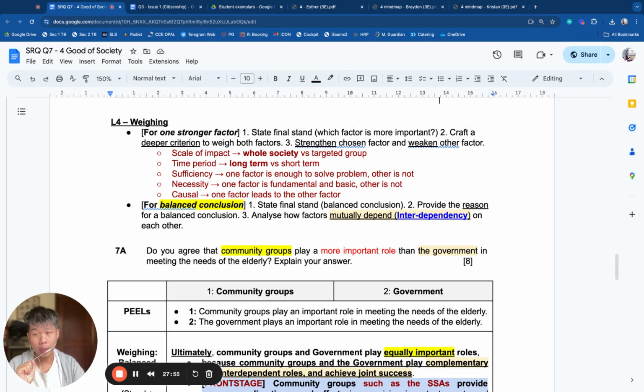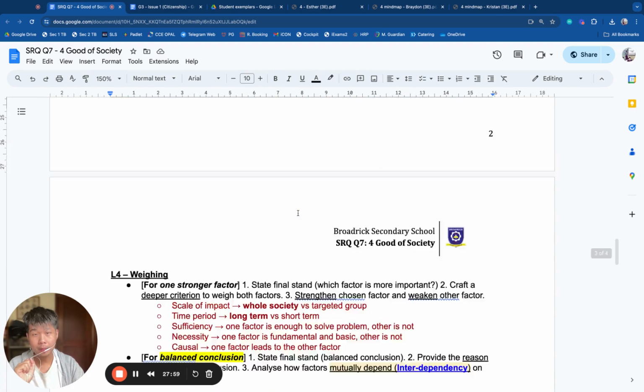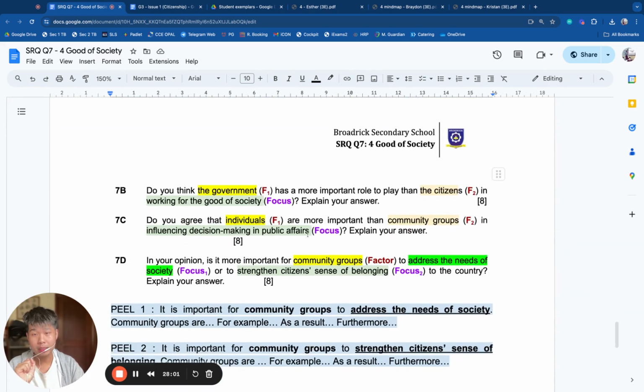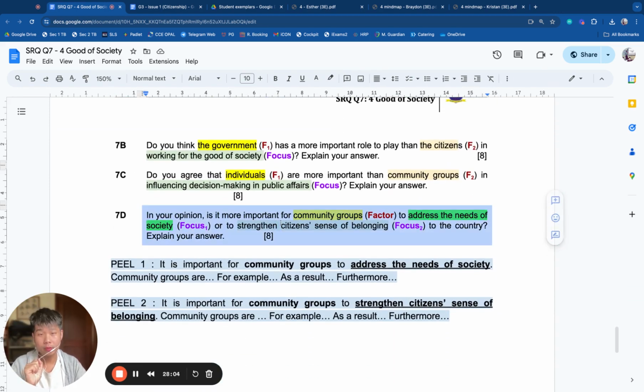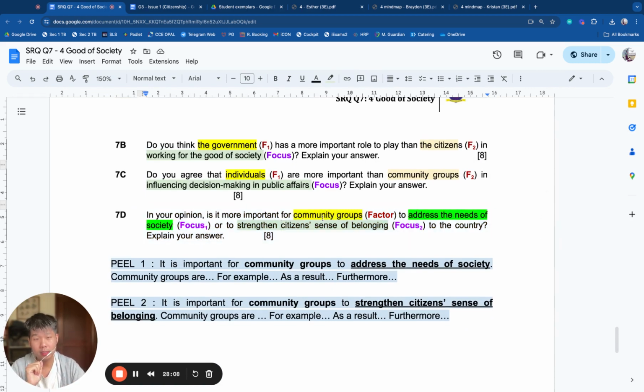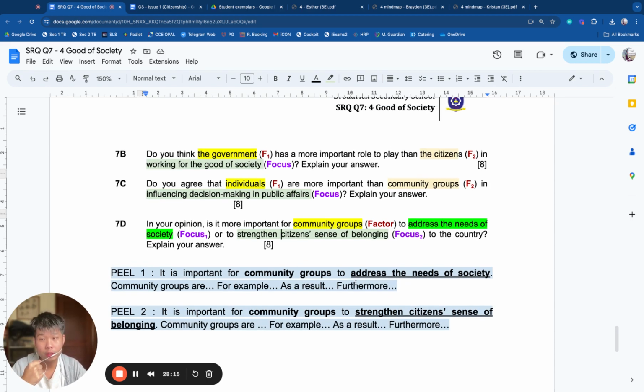If you don't want to try weighing, it's fine, minimally do 3 paragraphs for 7a, and then do double PEEL for 7b, 7c, 7d. And remember that for 7d, it's a special case where there's 1 factor and 2 focuses, and the PEELs will start like this. Okay, that's my lesson for the question 7 essay on chapter 4, Good of Society.